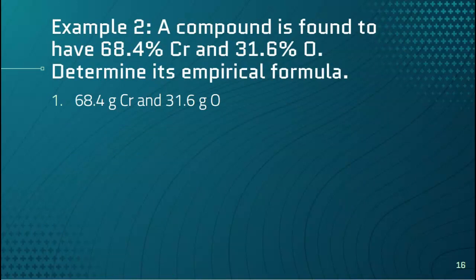Okay, here's another example, this time with percents. We have 68.4% chromium and 31.6% oxygen. So step 1 is to get our grams, but if the problem gives you percents, you just take your percents and change them into grams. Easy peasy. So that becomes 68.4 grams chromium and 31.6 grams oxygen.